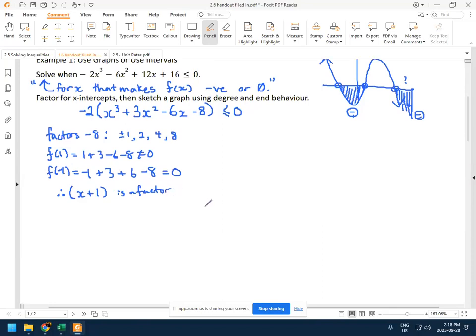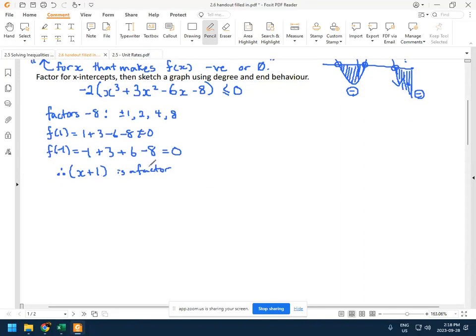So let's continue. If that is true, I can use synthetic or long division, because we're trying to divide this, right? What would you prefer? Synthetic? Okay, that was unanimous. Here we go. All right, so let's make this into factors so we can better analyze it. 1, 3, -6, -8. And I put the root, which is -1.